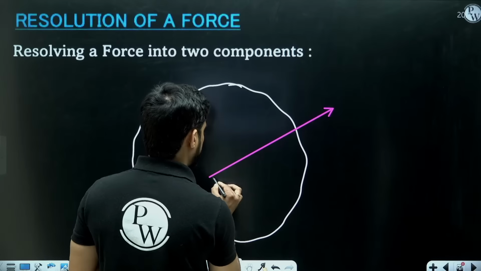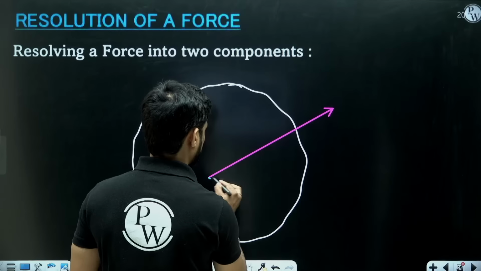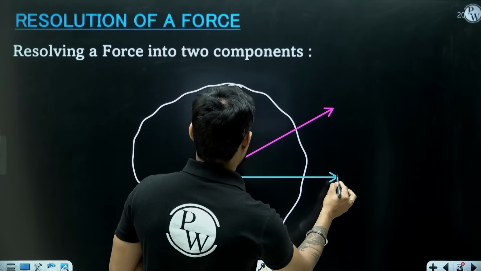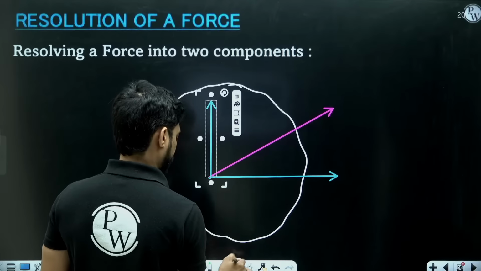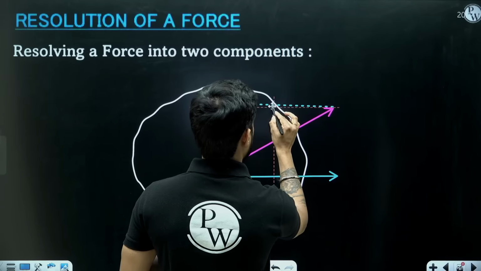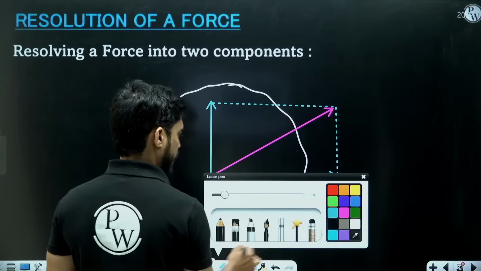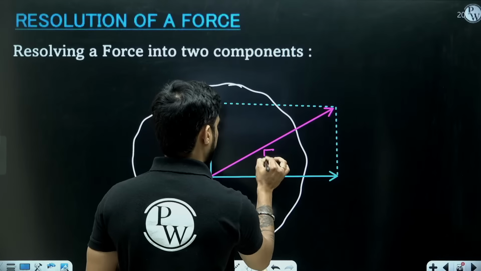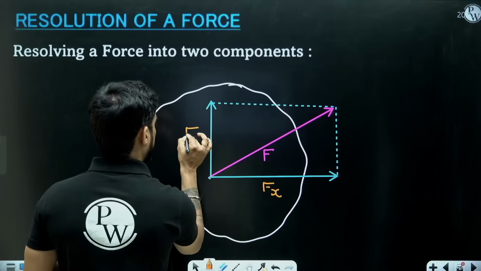So one projection will be like this, and one projection will be like this. So this is the y projection and this is the x projection. Okay, so let's say this force is F. So what is this? This is Fx and this is Fy.